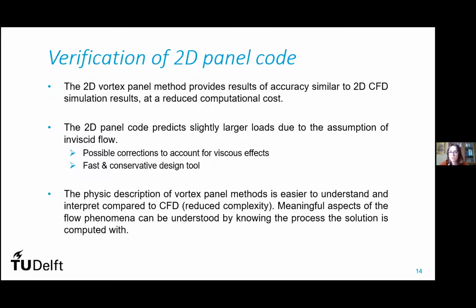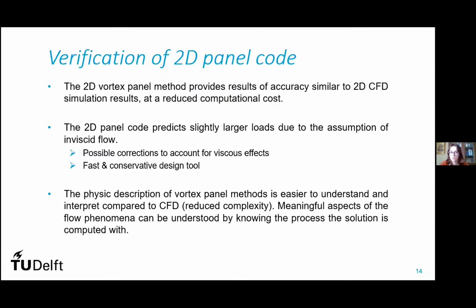However, the 2D panel code assumes inviscid flow, which means the loads predicted by this code are slightly larger. And I can think of two possible solutions, which are either correcting for viscous effects or considering this panel code a fast and conservative design tool.